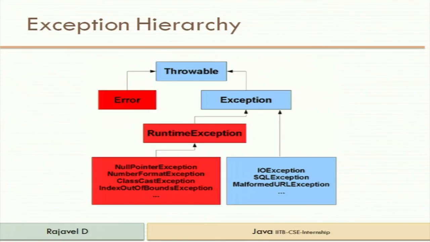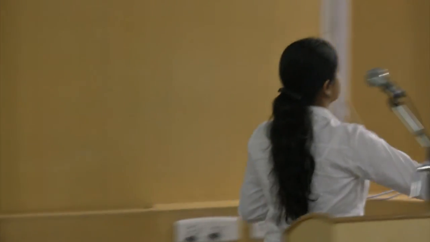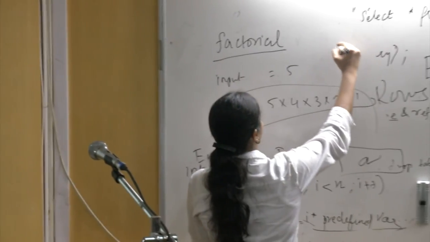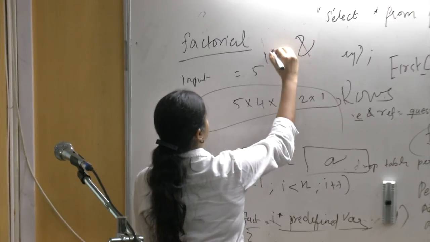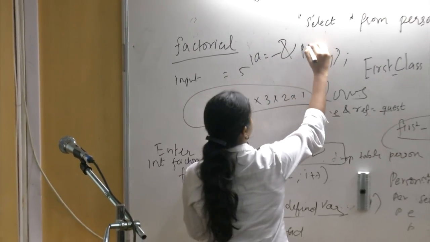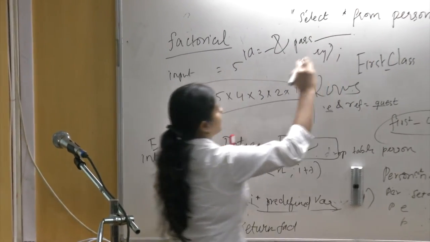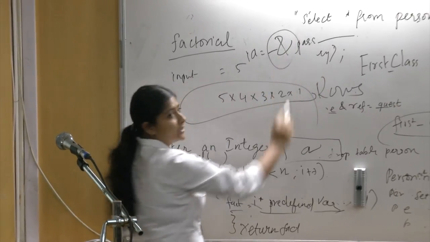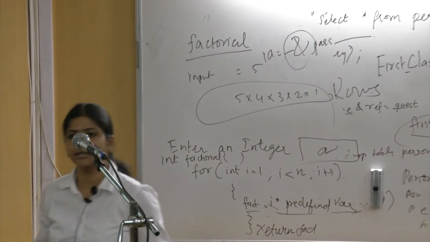Index out of bound. Where do you get index out of bound exception? Arrays, you always get. Okay, everybody has got it. IO exception, SQL exception, malformed URL exception, when you cannot fetch the variables in the URL. So have you noticed they generally use the ampersand symbol to separate variables in the URL, and they say ID is equal to this thing and password is equal to this thing. They use the ampersand as a delimiter in the URL, so you can pass things easily.